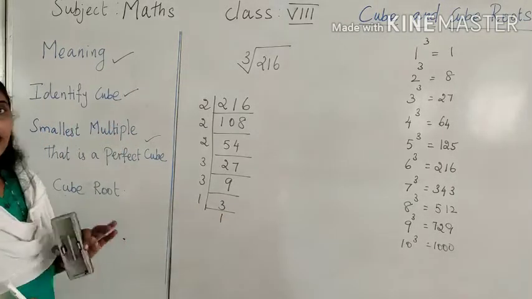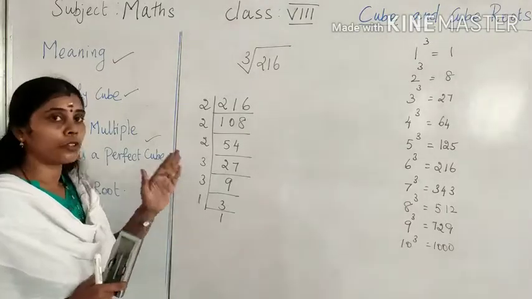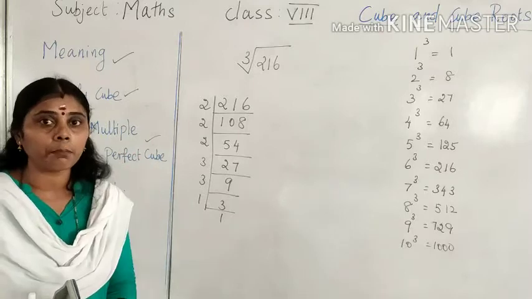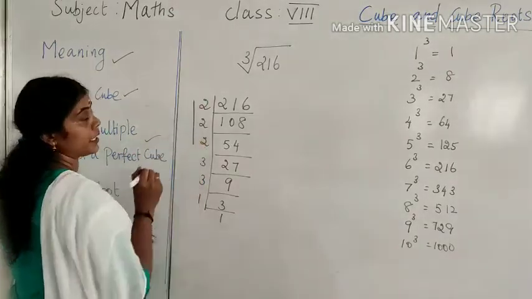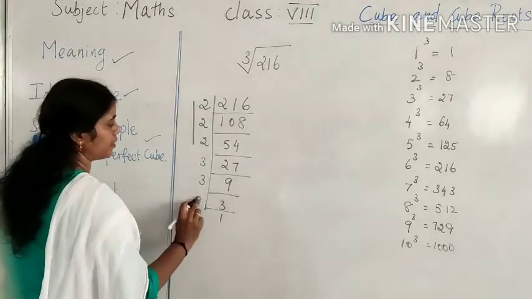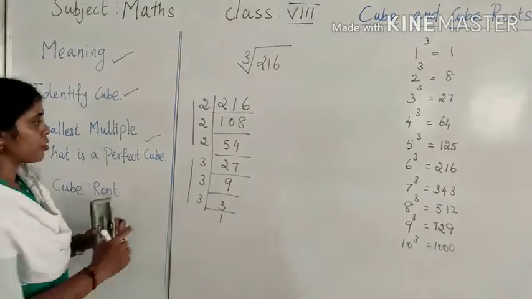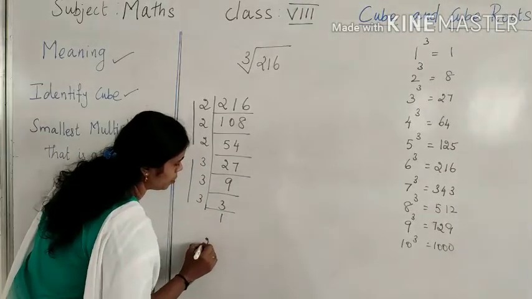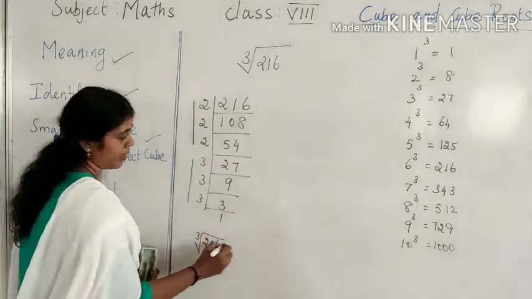Now, what we have to do? We have to make the pair. In cube root, how are you going to make the pair? 3 numbers as 1 pair. So here if you take this 3 number as 1 pair, again this 3 number as 1 pair, we got it for cube root of 216.